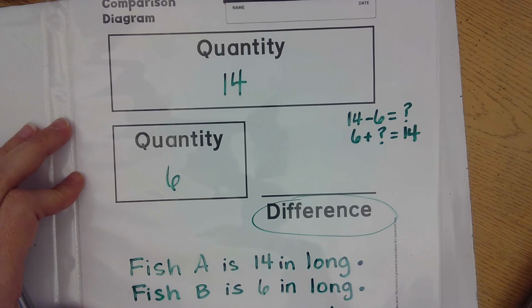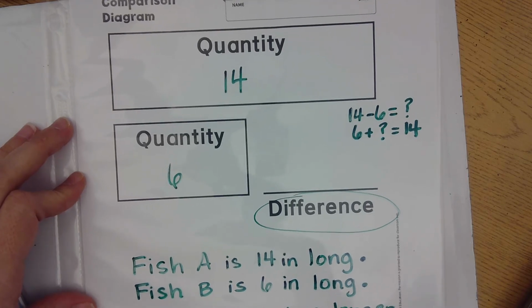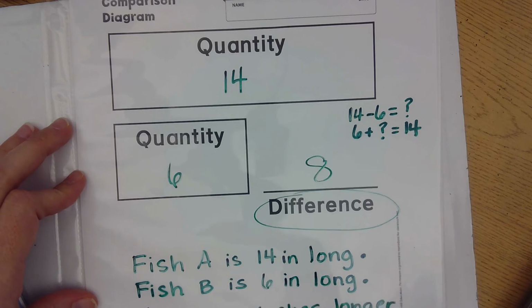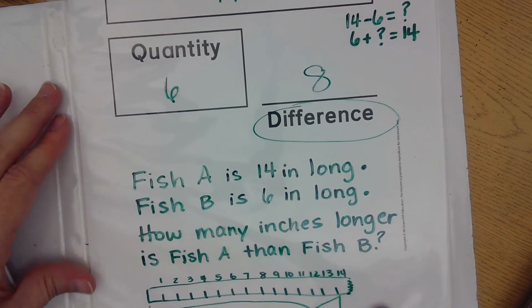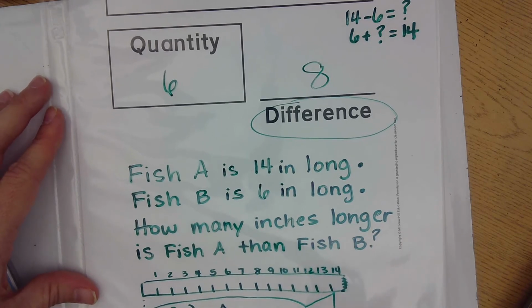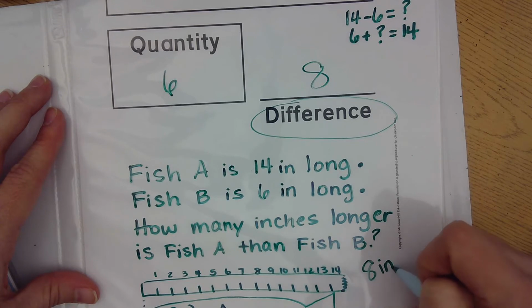Okay, so let's go ahead and just look at this. If you had to figure this out, what would the difference between these two numbers be? Did you say 8? If you did, you are correct. So the answer to my question then, how many inches longer is fish A than fish B? My answer would be 8 inches.